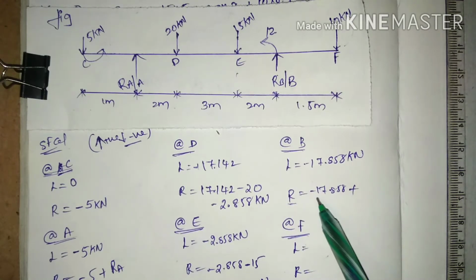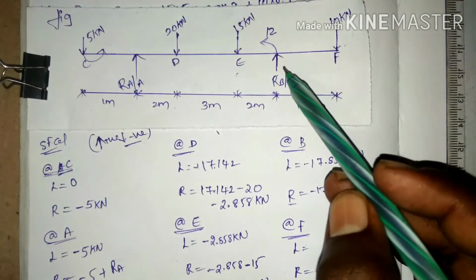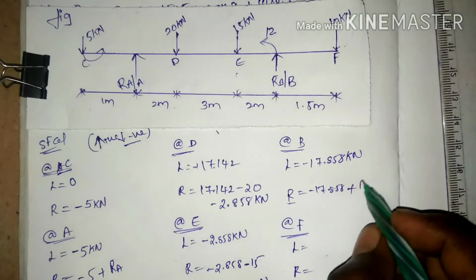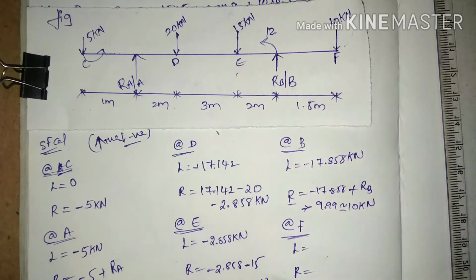value of minus 17.858 plus, because it is positive, because the RB reaction is going to act on this beam in the upward direction, so that is the positive value of RB. Then the value of right of the B will be 9.99, similarly take it as 10 kilonewtons.